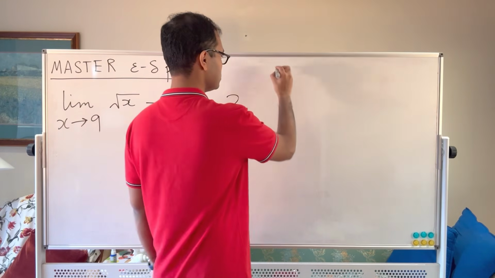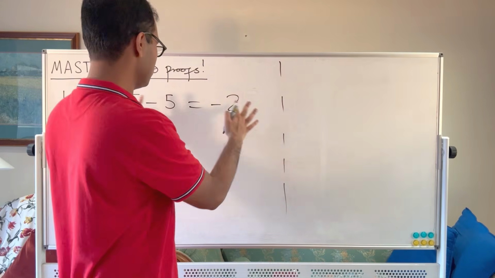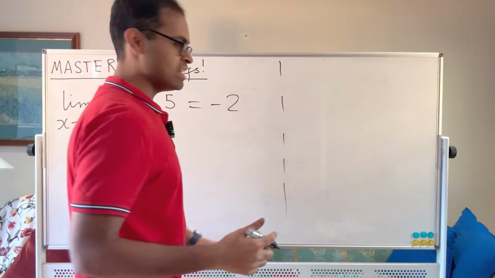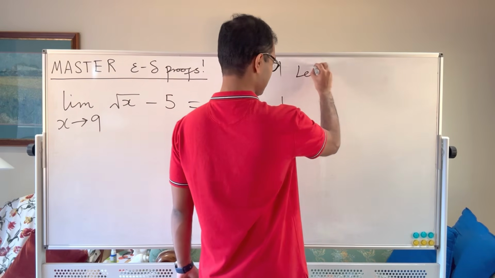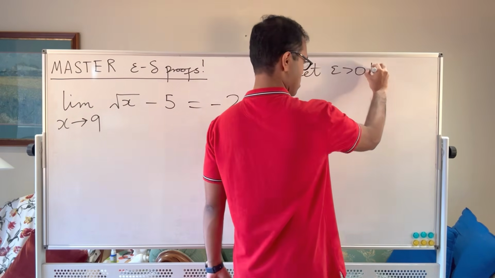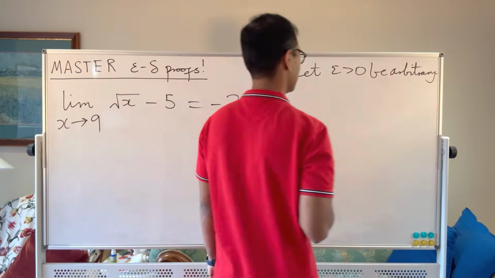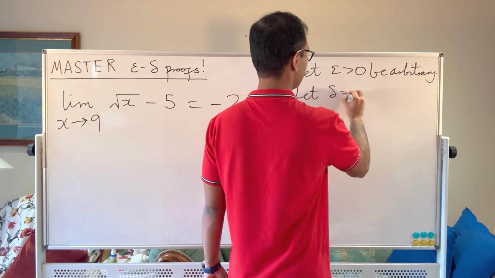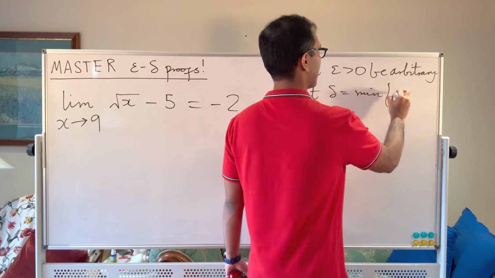All right, so let's get into our epsilon delta proof. And here it's kind of going to be looking blind. I'm not going to actually show what we just did. I just erased it. So let's get into it. Let epsilon greater than 0 be arbitrary. And now we want to pick our delta. Let delta equal the minimum of 5 and 5 epsilon.